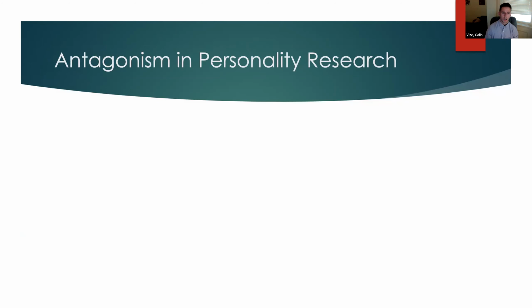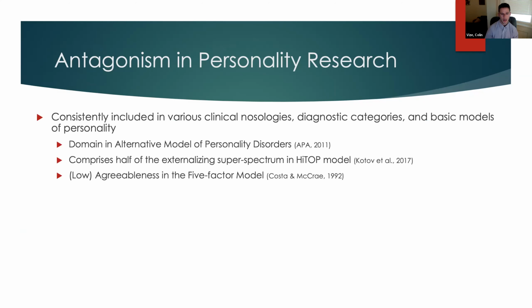So antagonism has a pretty long history in personality research, both in general personality research and also in clinical work and clinical research. It's consistently included in a variety of clinical nosologies and diagnostic categories, so things like antisocial personality disorder, narcissistic personality disorder, and so on, and also basic models of personality. To give a few examples, it's one of the major domains in the alternative model of personality disorders in DSM-5. It comprises half of the externalizing superspectrum in the HiTOP model alongside disinhibited externalizing, and is pretty well captured by low agreeableness in the five-factor model.